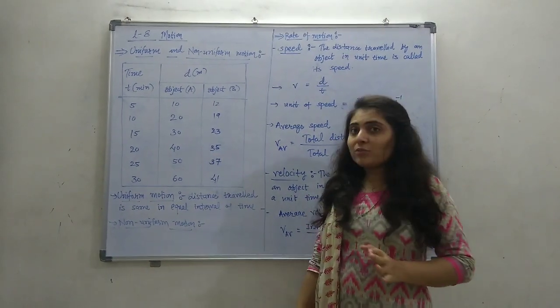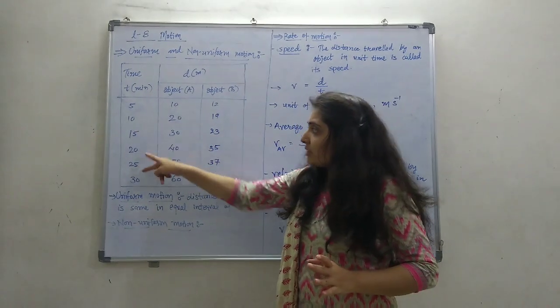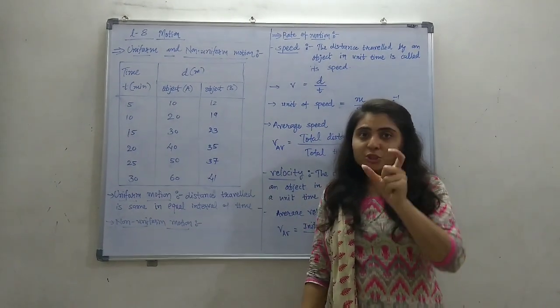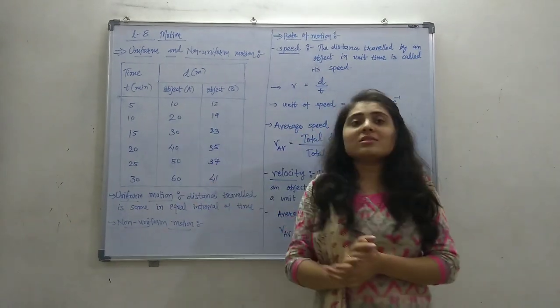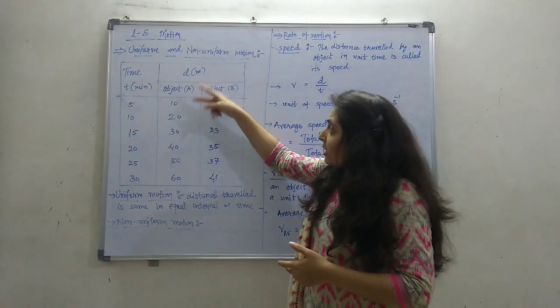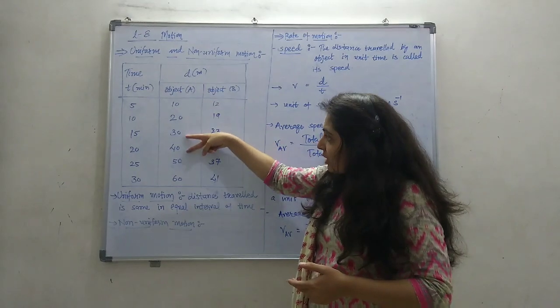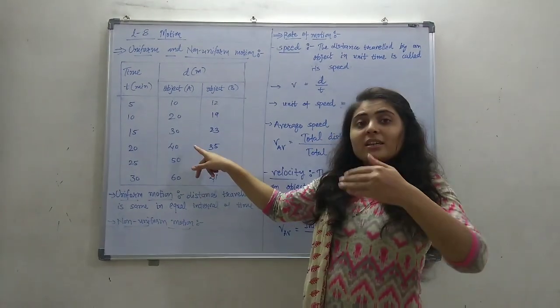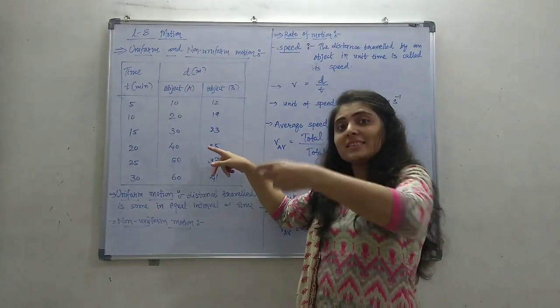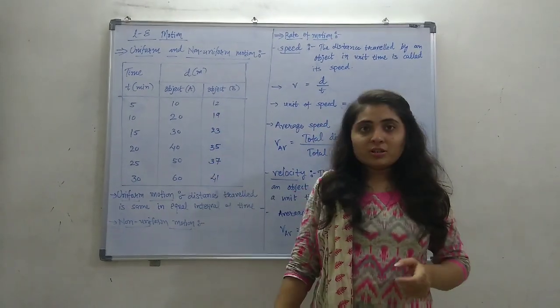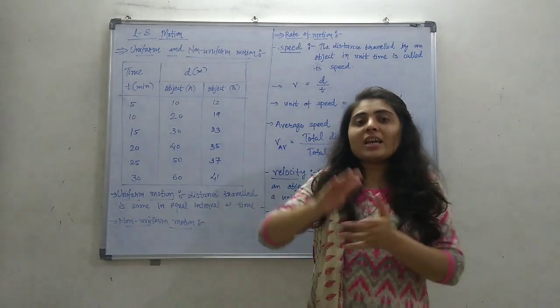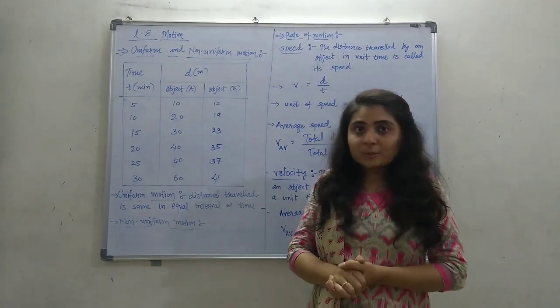So you can observe it at every 5 minutes. Our time interval is fixed. At equal time interval, we are measuring the distance traveled. You can see that at every 5 minutes, object A is traveling the same amount of distance. At every 5 minutes, there is an increase of 10 meter. So in 5 minutes, object A has traveled 10 meter distance.